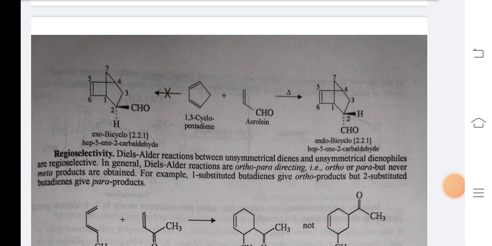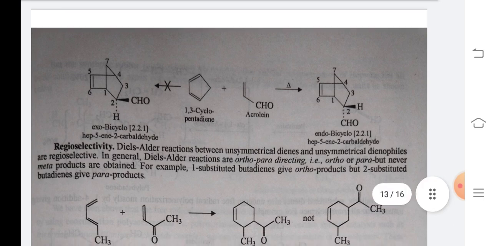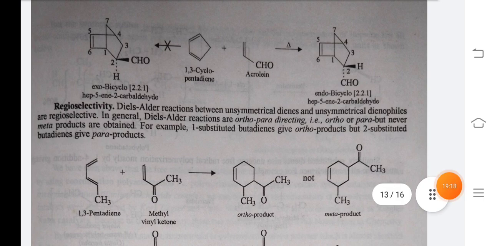Regioselectivity. Diels-Alder reactions between unsymmetrical dienes and unsymmetrical dienophiles are regioselective. In general, Diels-Alder reactions are ortho-para directing, that is, ortho or para but never meta products are obtained. For example, 1-substituted butadiene gives ortho product but 2-substituted butadiene gives para products.